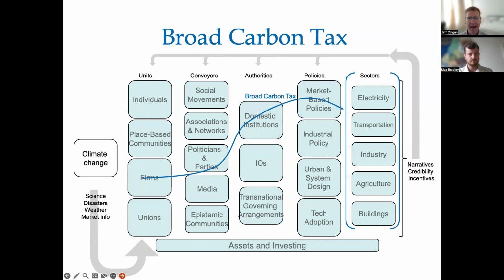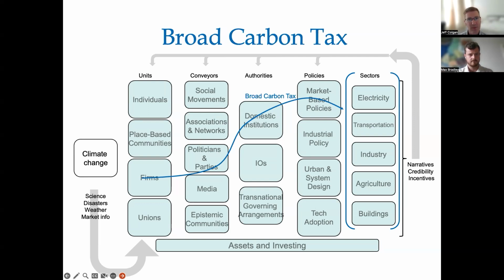Second way that policymakers have tried to address climate change is using a carbon tax, right? So adopting a carbon tax. And the idea there is that it would be adopted nationally or even subnationally. So it usually involves domestic institutions. And hopefully this would get the support of at least firms and maybe other units in society. And it's very much a market-based policy. So you can see the path goes through that and then affects all five of the major greenhouse gas emitting sectors in a kind of neutral way, right? So carbon price would be applied and then the market would adjust.